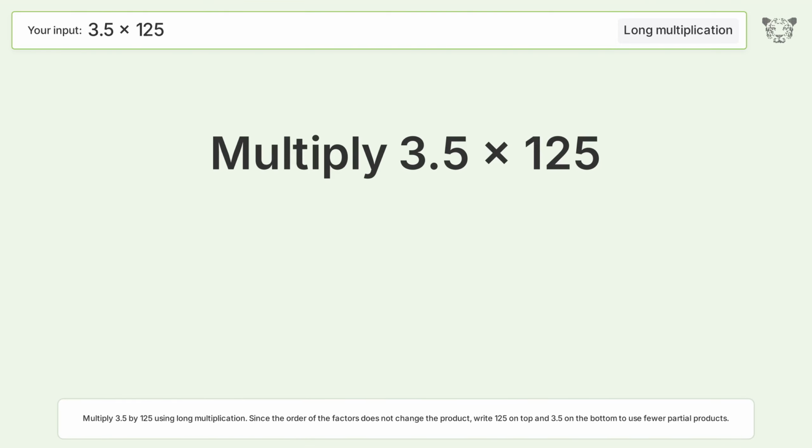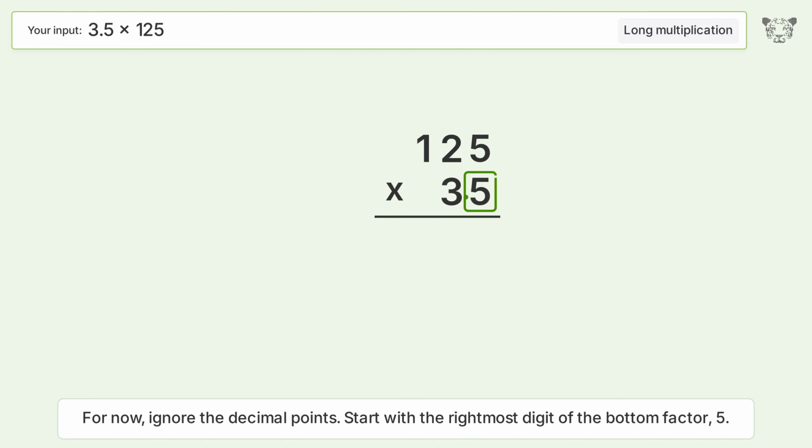Multiply 3.5 by 125 using long multiplication. Since the order of the factors does not change the product, write 125 on top and 3.5 on the bottom to use fewer partial products. For now, ignore the decimal points. Start with the rightmost digit of the bottom factor.